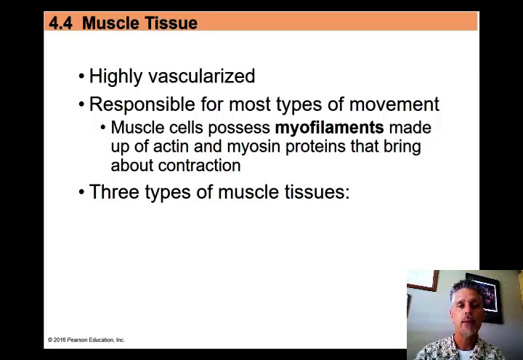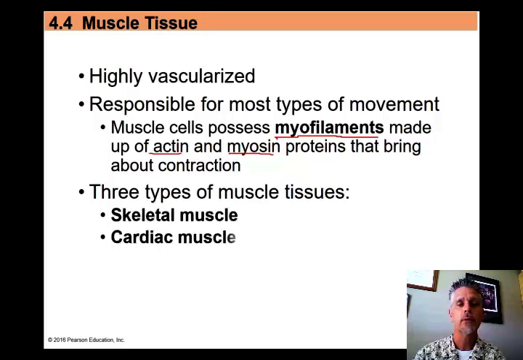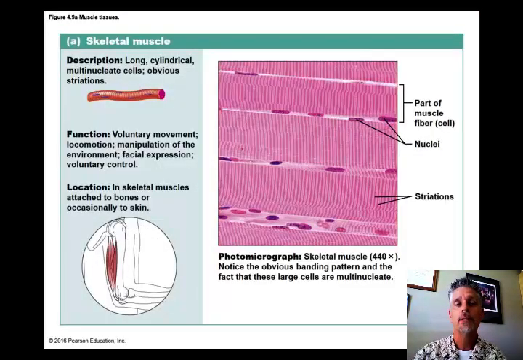And it has those myofilaments, those contractile filaments inside of it. We'll talk more about those actin and myosin filaments when we get to that chapter. So 3 types of muscle tissue only: skeletal muscle, cardiac muscle, and smooth muscle. So skeletal muscle is the one that you're going to be most familiar with. These are the muscles that move the skeleton. That's where it gets its name.